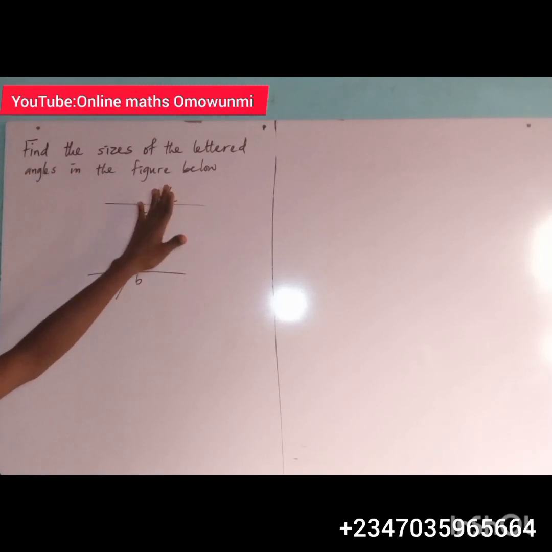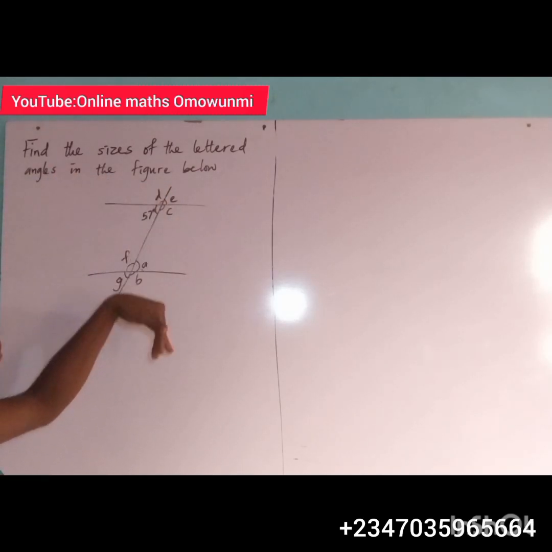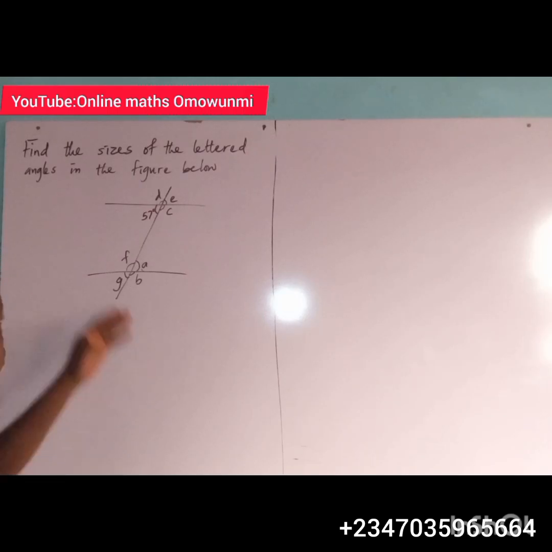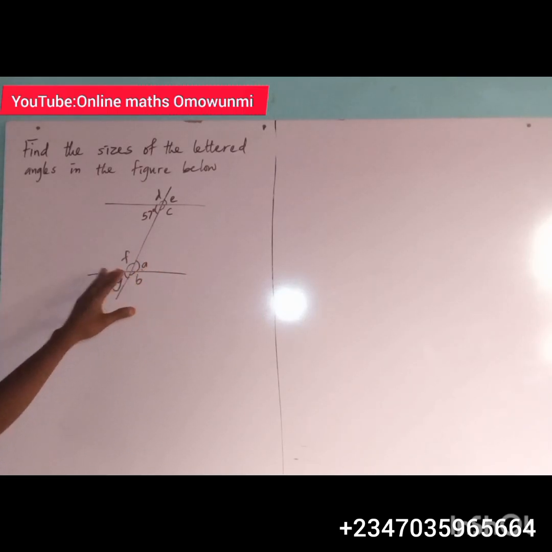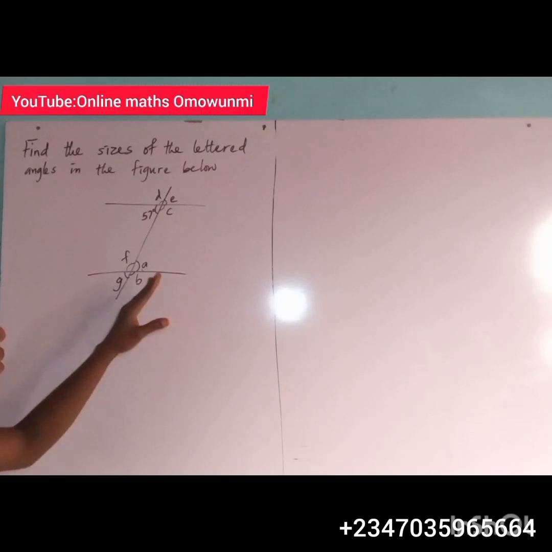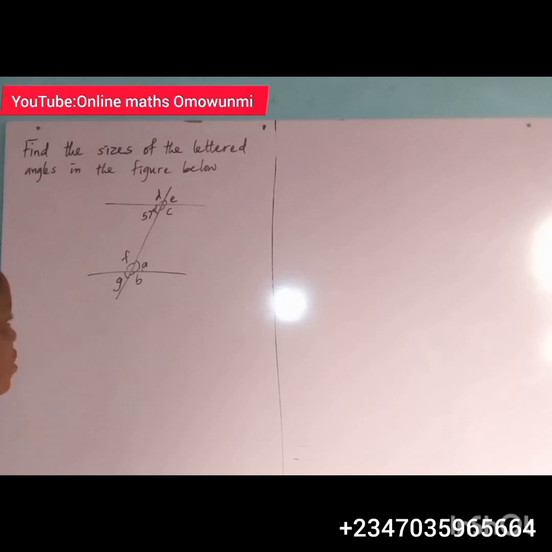Find the sizes of the lettered angles in the figure below. We are to find all the angles represented by letters. Anytime you see something like this, you should follow alphabetical order. The way they arrange it, for it to be easy for you, you follow alphabetical order, it will be very easy. Now, A is the one we're supposed to find first.